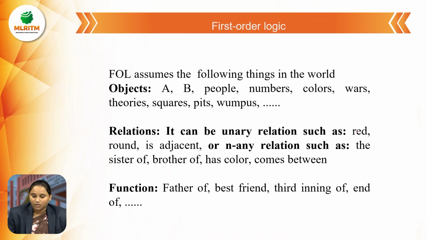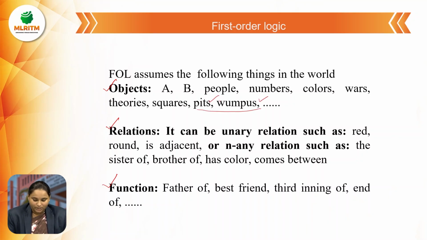Next, in first order logic, the following things exist in the world: first the objects, next relationships, next functions. Objects can be people, numbers, colors, squares, pits, wumpus. In the wumpus world, we have a wumpus and pits.